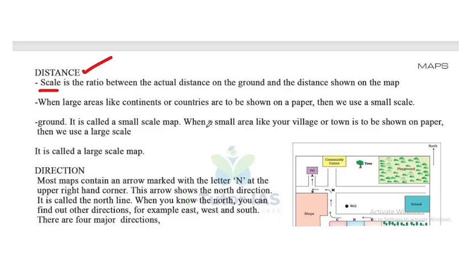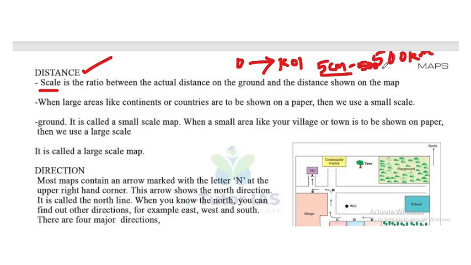For example, the distance between Delhi and Kolkata is approximately, let's say, 500 kilometers. Just assume. Now we can't draw 500 kilometers on a map because it's very small. So for that, what do we do? We assume 5 centimeters as 500 kilometers. So that is called scale.